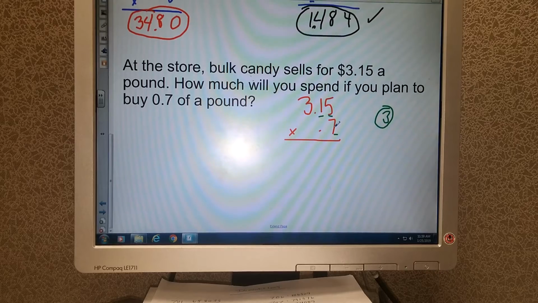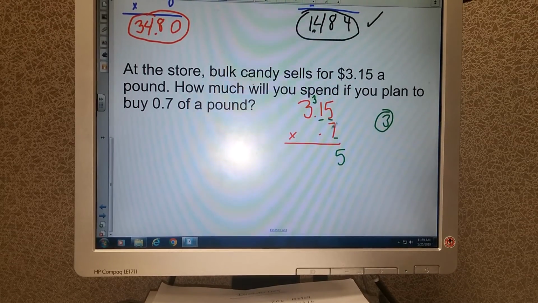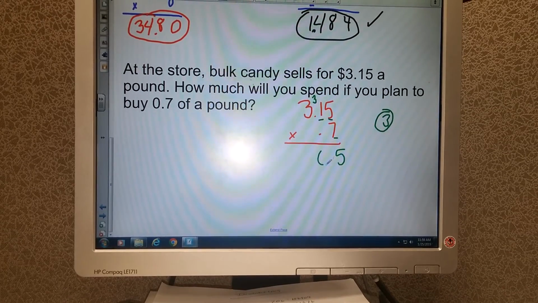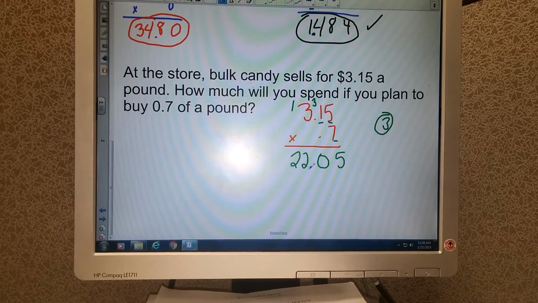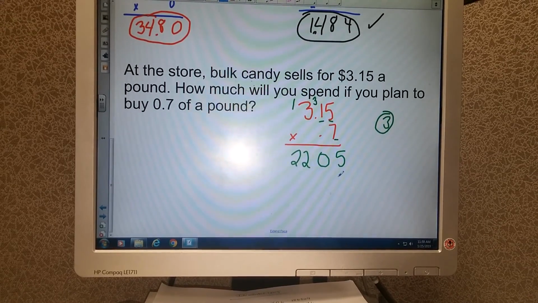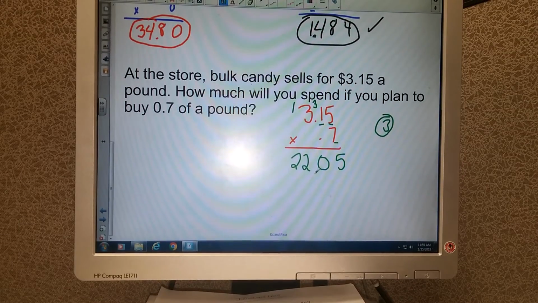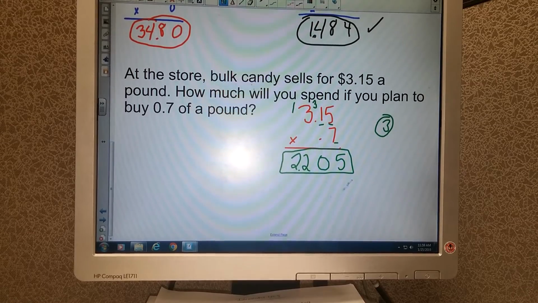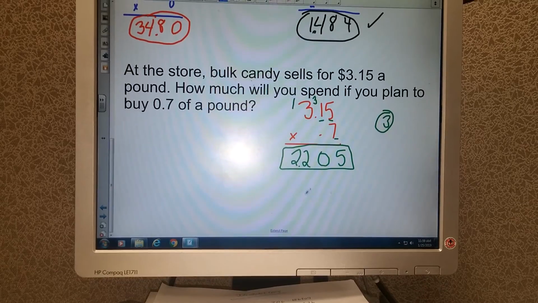Now I just simply multiply. 7 times 5 is 35. I write my 5. I carry my 3. 7 times 1 is 7, plus 3, 8, 9, 10. Carry my 1. 7 times 3 is 21. 21 plus 1 is 22. 2,205 would be an absurd amount to pay for less than a pound of candy. I know I have to move my decimal place in 3. 1, 2, 3, $2.205. So since we're talking about money, I could probably round this up to $2.21.